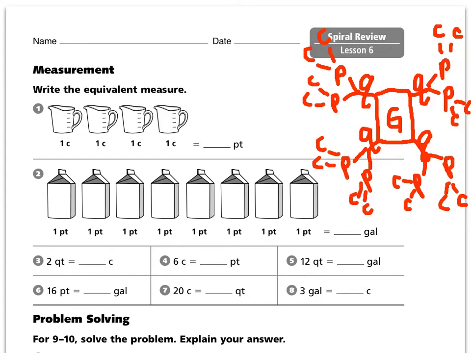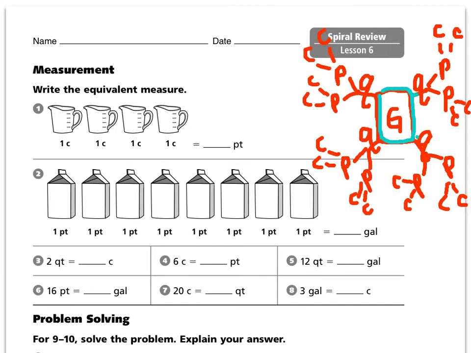Let's look at Chapter 4, Lesson 6, Spiral Review. For the measurement, I drew a picture for how many gallons, quarts, pints, and cups equal each other. So if you look at the picture, you can see that this all equals 1 gallon.